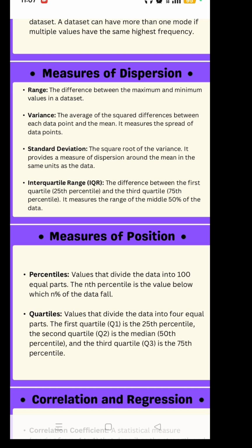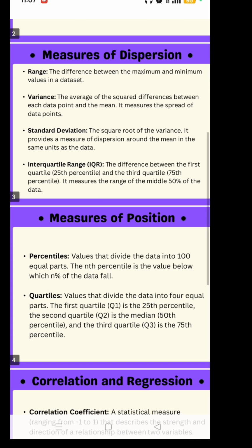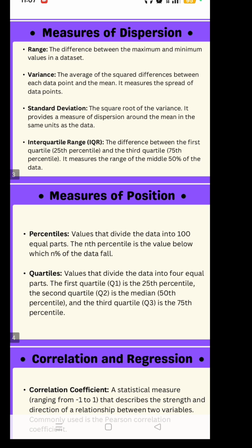Simply, we can say that it is the difference. Next, coming to the standard deviation, the square root of the variance. It provides the measure of dispersion around the mean in the same units as the data. Next, a very important one, the interquartile range, IQR in short form: the difference between the first quartile, that is the 25th percentile, and the third quartile, the 75th percentile.